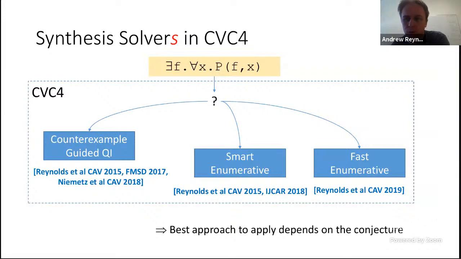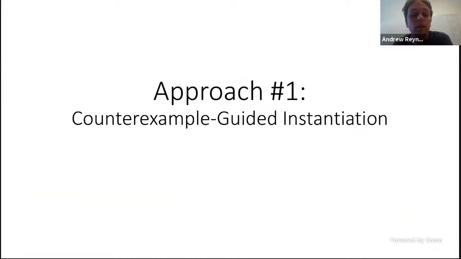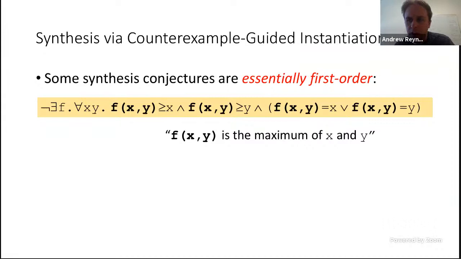And I'll get into what kind of conjectures are given to which one of these solvers. So, just going over the 3 techniques now. The first one is what we call counterexample-guided quantifier instantiation. And the intuition here is that some synthesis conjectures are essentially first order.